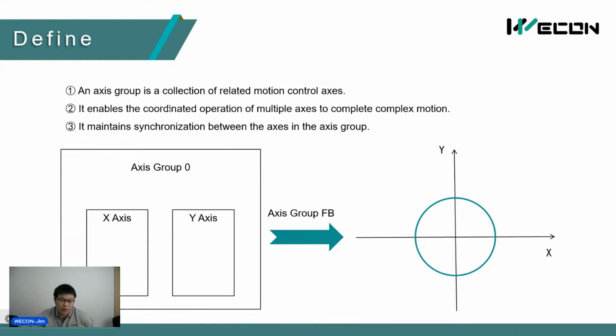An axis group, you can understand it as a collection of many motion axes. And we can use the axis group to control these multiple axes together to complete some complex motion. And it has synchronization between the axes in the axis group. For example, we can create one axis group and add 2 axes, x and y, and do this circle interpolation movement through the motion function block.